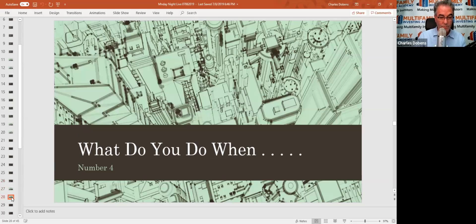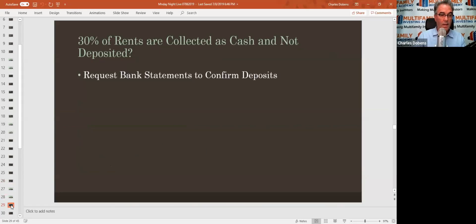Get a load of this one. What do you do when 30% of the rents are collected as cash and not deposited? It's like, first thing, you call your brother-in-law, the IRS agent, and you let him know you got a live one. But let's walk it through what you do, okay, and how we would go through this entire process.